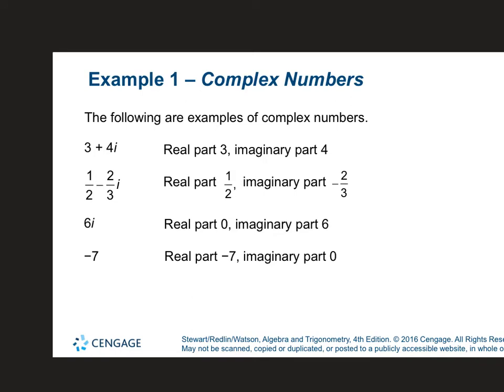Just some examples of complex numbers. When you have a real part versus an imaginary part, the real part here is 3, the imaginary part is the 4i. Real part is 1/2, the imaginary part is the -2/3. When you have just an i, there is a real part, it just happens to be 0, it's out in front. When you have a constant, just -7, there is an imaginary part, it just happens to be in the back. So just make sure you guys are aware of the different pieces of a real part versus an imaginary.